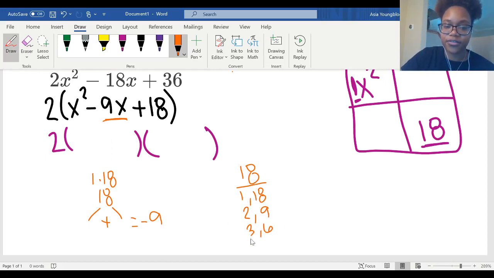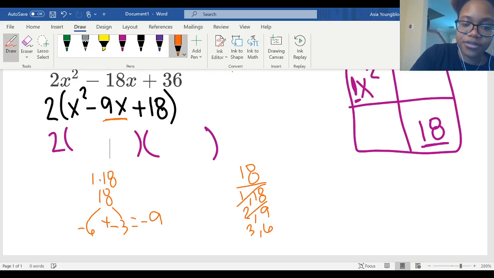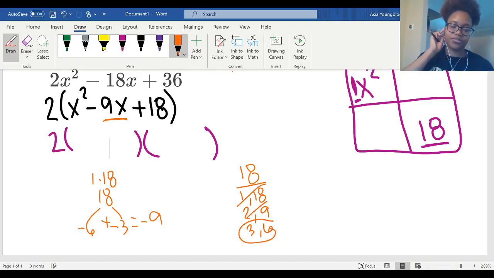If we look at these values, we know that both of the values have to have the same sign to equal positive 18 when they are multiplied, and they have to both be negative in order to equal negative 9 when they are added. So that's going to get us negative 6 and negative 3. So these are the 2 factors that we used.